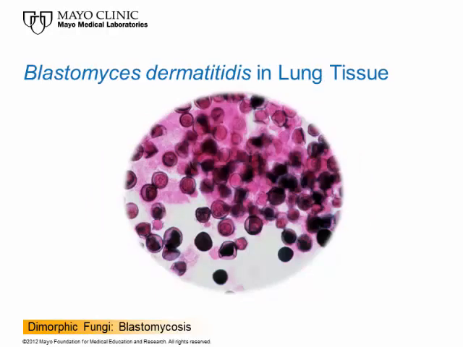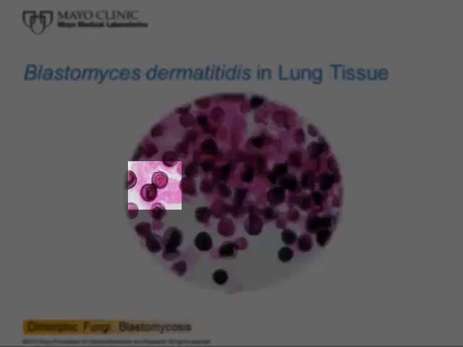This is an example of what Blastomyces dermatitidis will look like in lung tissue. These cells have another feature that we did not talk about, and that is a double contoured wall. These cells appear to have the cytoplasm shrink away from the cell wall, and when that happens, it gives the appearance of a double contoured wall. The two cells together at about 9 o'clock show you a typical broad-based bud of Blastomyces dermatitidis.